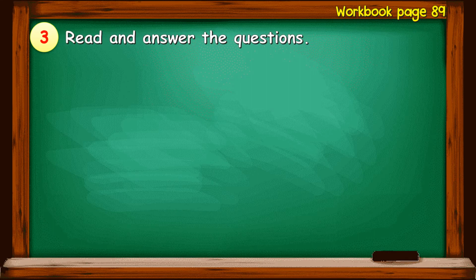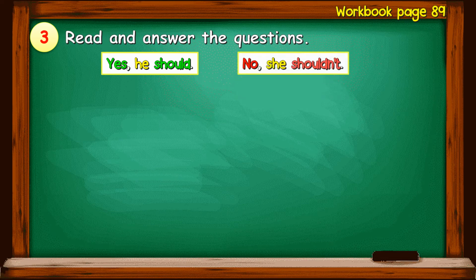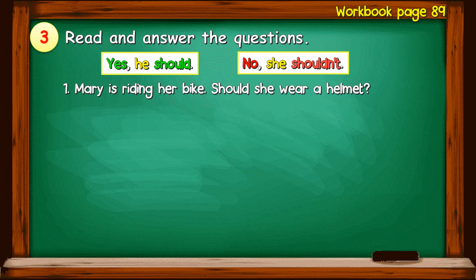Workbook page 89. Number 3. Read and answer the questions. Okay, to answer all the questions in this section, you have to say yes, he should, or yes, she should, no, he shouldn't, no, she shouldn't. Okay, depending on the person you are referring to. Let's take a look at number 1. Mary is riding her bike. Should she wear a helmet? This is a helmet.